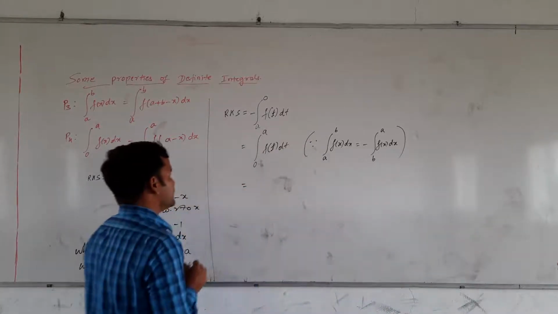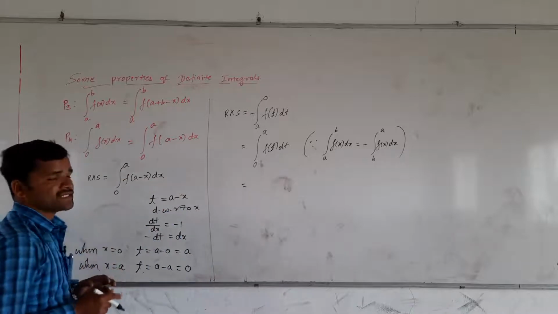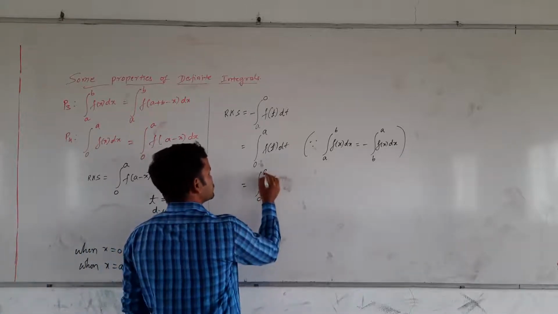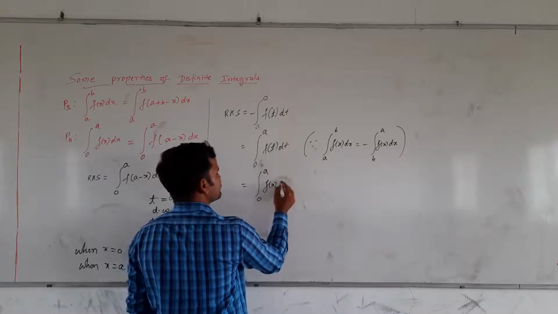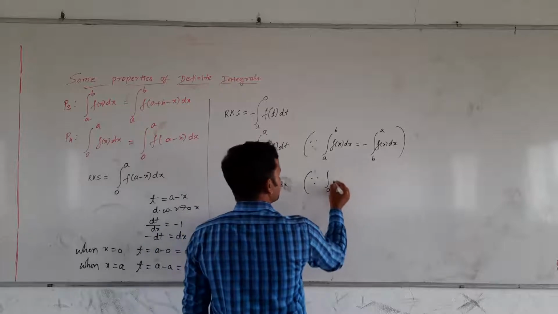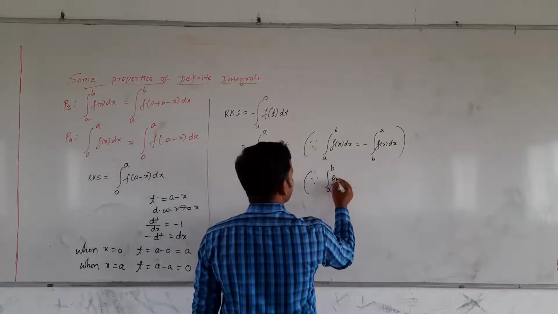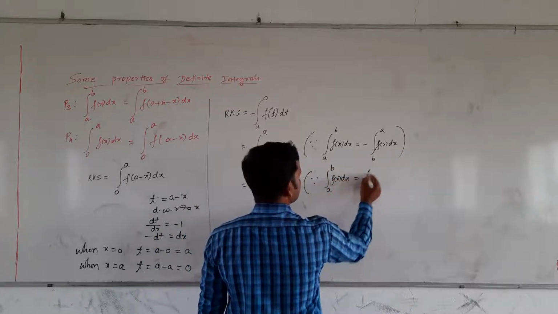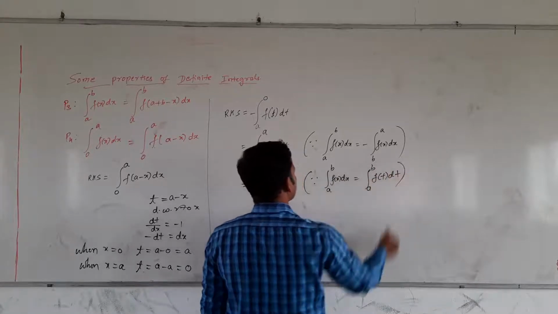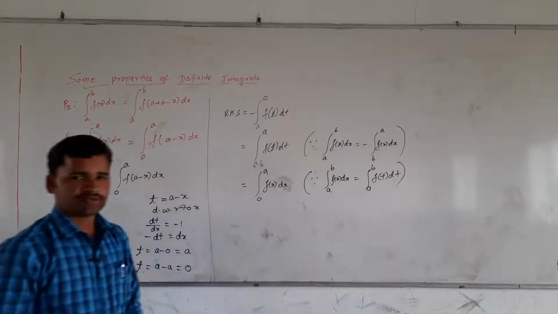Next, in the LHS x is there. How to get that x? Yes, using the property P naught. 0 to a f of x into dx I am writing, because integrating from a to b f of x into dx is equal to integrating from a to b f of t into dt. That is the property P naught we have.